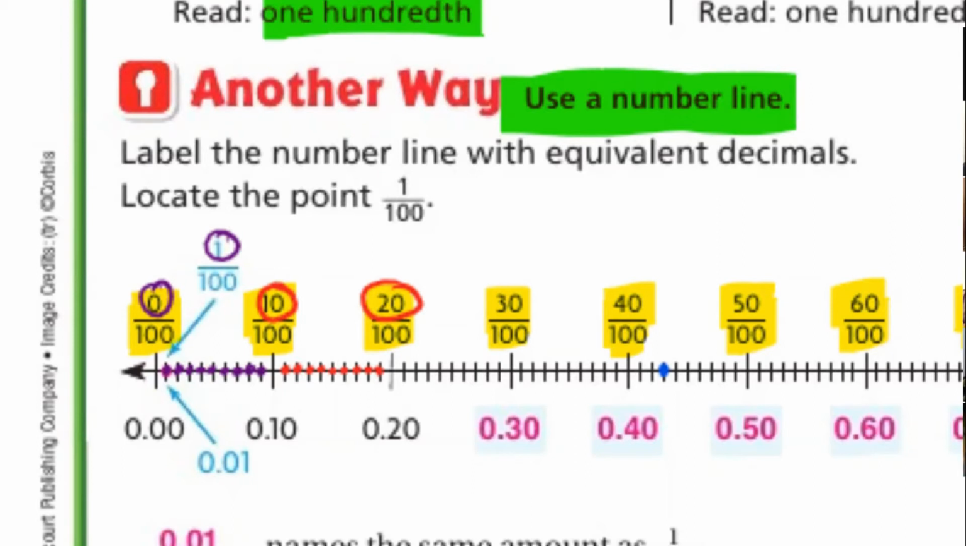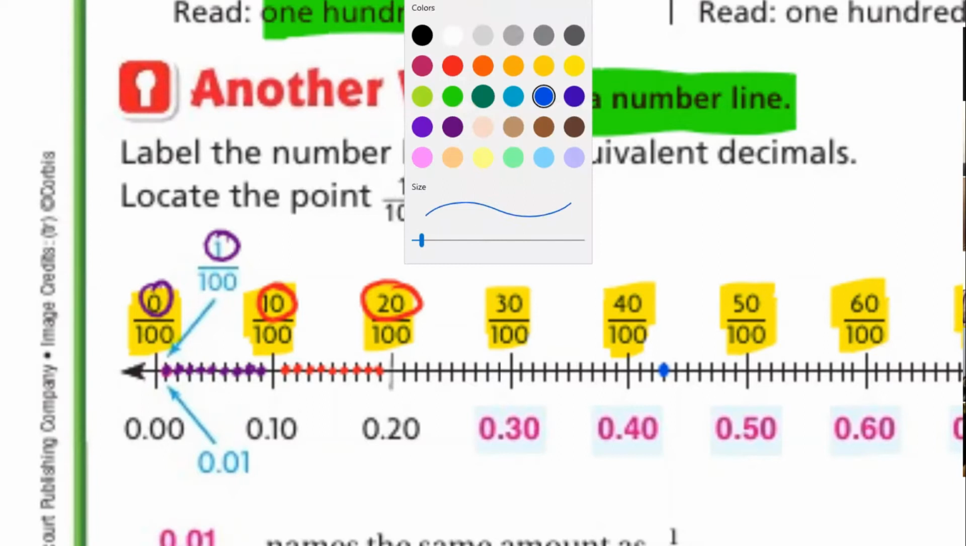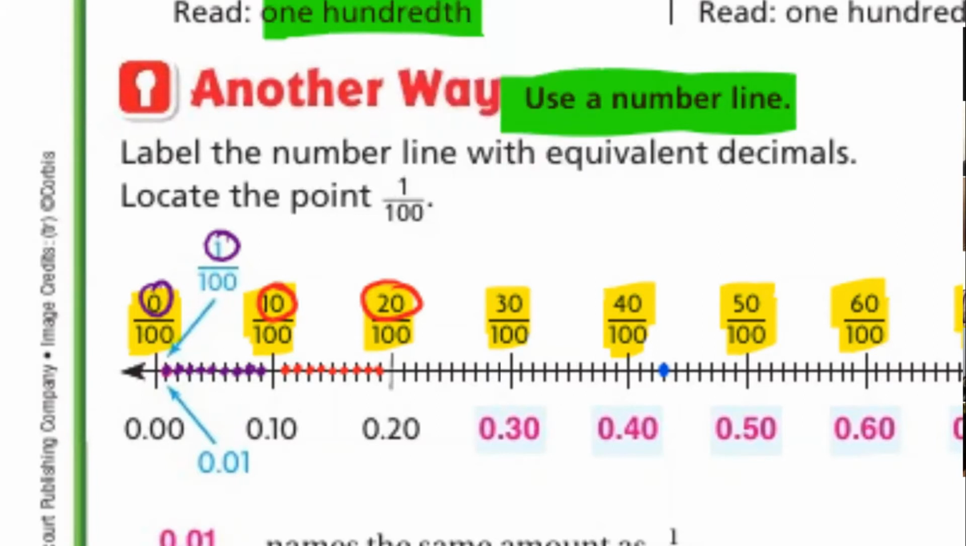Okay, if you want to know the location of this point, all we have to do is determine between which two fractions it lies. So we have this fraction and this fraction, right? This point is located between them, right? So all we have to do is add to reach this point.